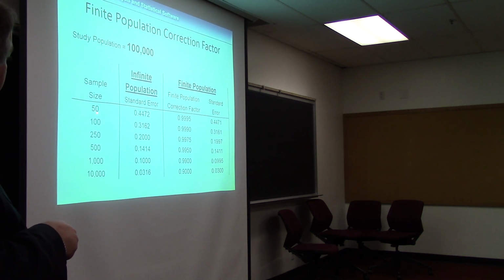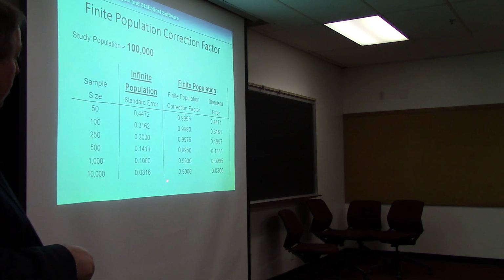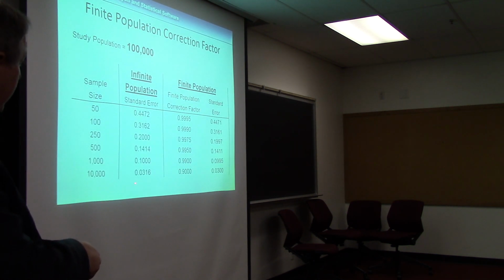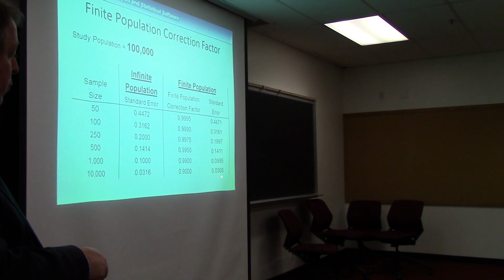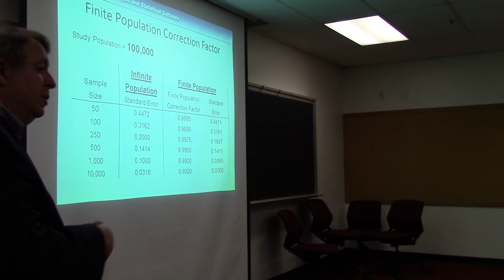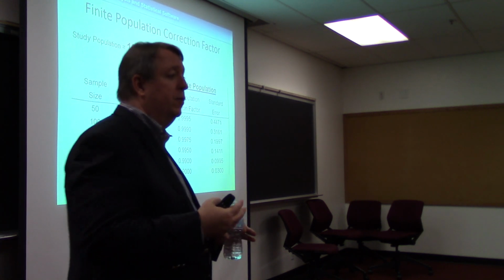That's because I drew a fairly small sample relative to the population, the sampling frame. But look at what happens as the sample size gets larger for the same population size. Once I get up to a sample of 10,000, my FPC is 0.9. And if I multiply the standard error times 0.9, it shrinks it a fair amount. The standard error, ignoring the FPC, is 0.0316. If I take the FPC into account, it's 0.0300.